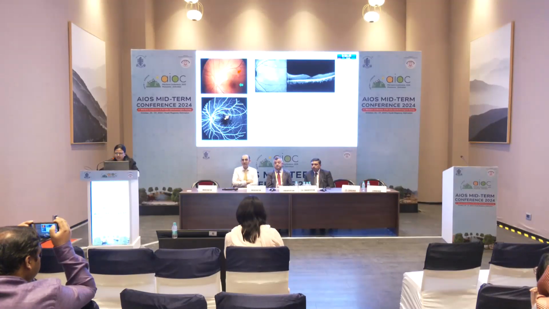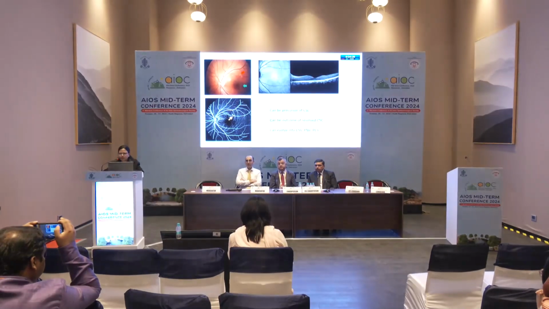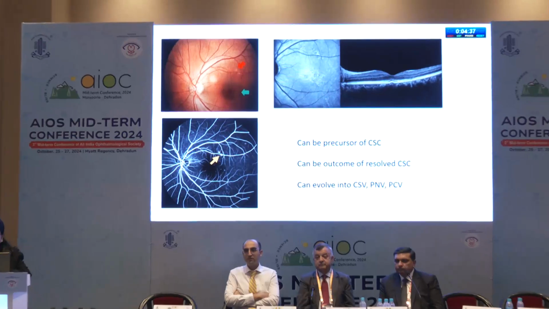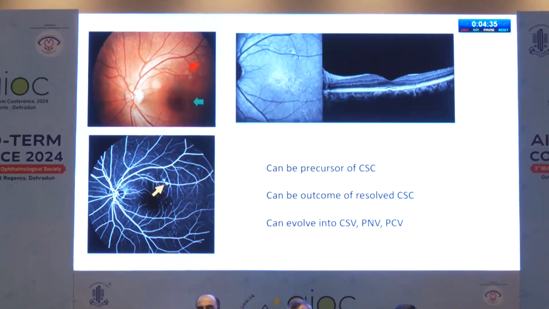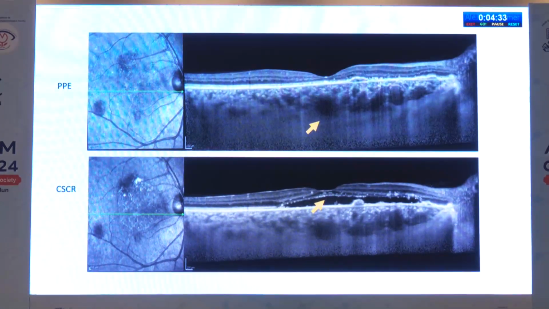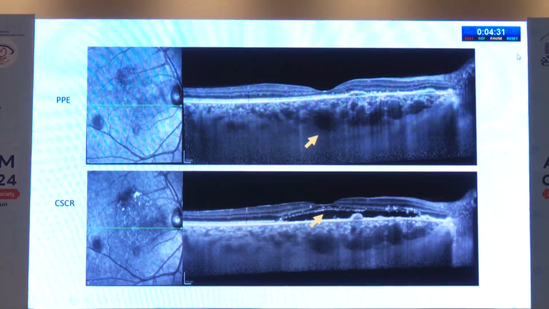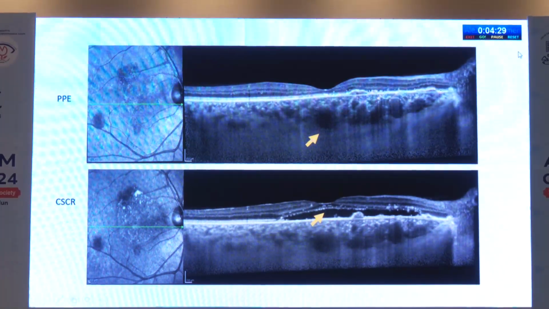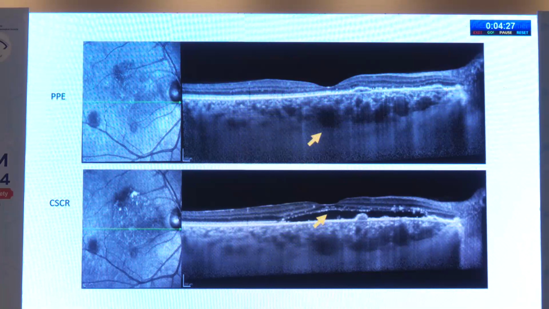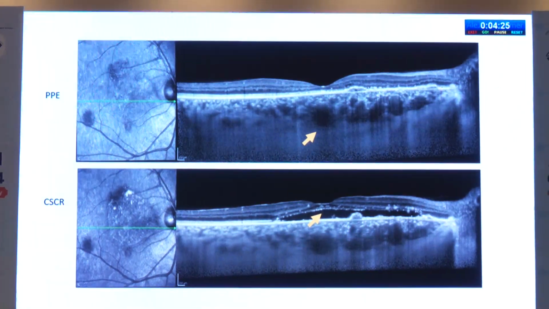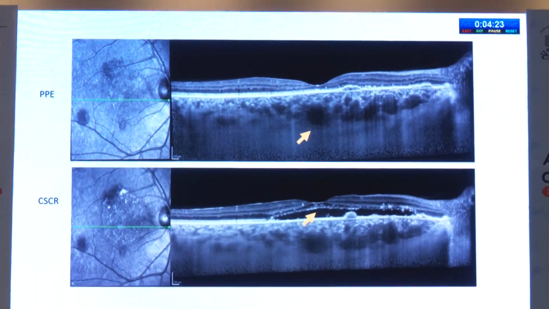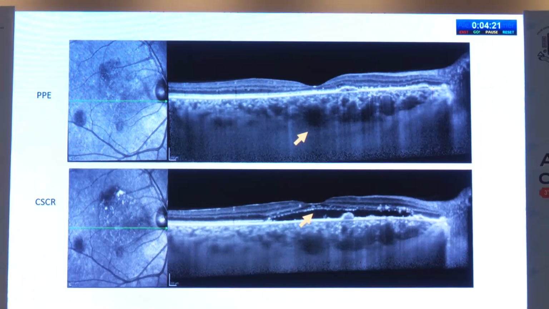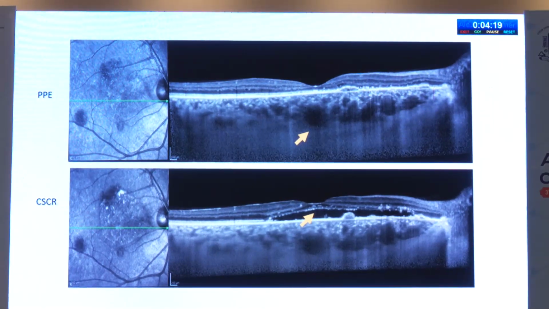It can be a precursor of CSC, or it can be an outcome of resolved CSC, and it can evolve into further pachychoroid neovasculopathy or PCV. So in this case, in the first picture, you see that there are pachy vessels, and although there is no presence of SRF, there are only RPE changes. But further, there can be subretinal fluid, and it can be a precursor of CSCR.